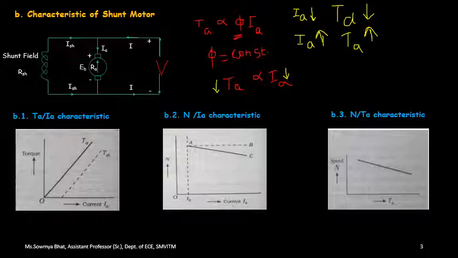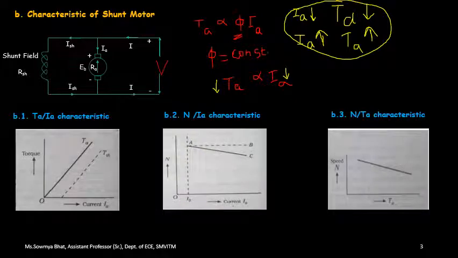So you start the series motor with the mechanical load applied, whereas the shunt motor you are not going to start with a heavier load applied, because it will cause a dangerously high speed which may cause damage to the equipment or motor. So now this is the relationship between armature current and armature torque.